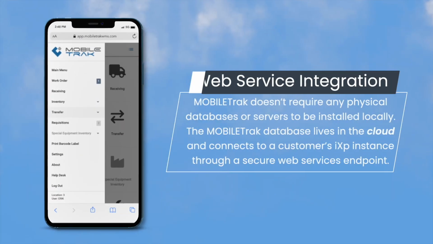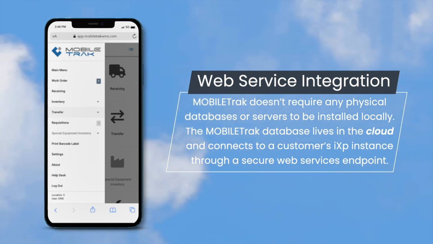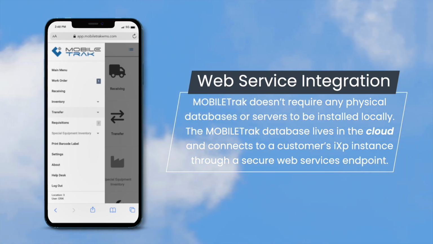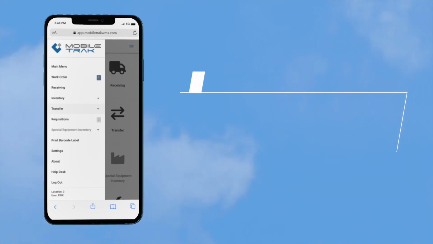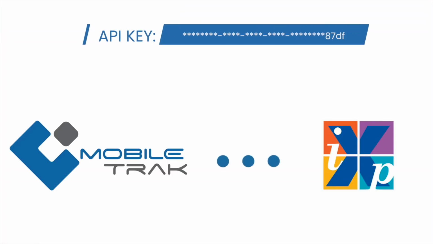MOBILETrak Web Service Integration. MOBILETrak is a smart web page. It doesn't require any physical databases or servers to be installed locally. The MOBILETrak database lives in the cloud and connects to a customer's iXp instance through a secure web services endpoint. Every new MOBILETrak customer who provides a secure web services endpoint receives a unique API key. That key, when entered on the MOBILETrak web page, connects you to iXp. Your API key is your MOBILETrak license.